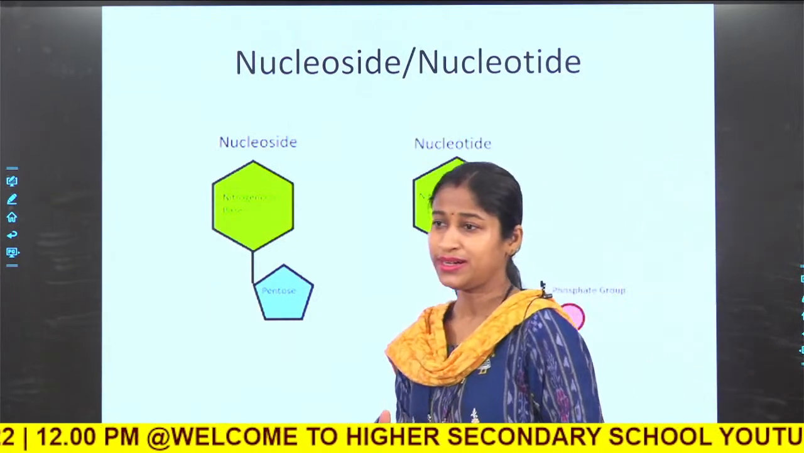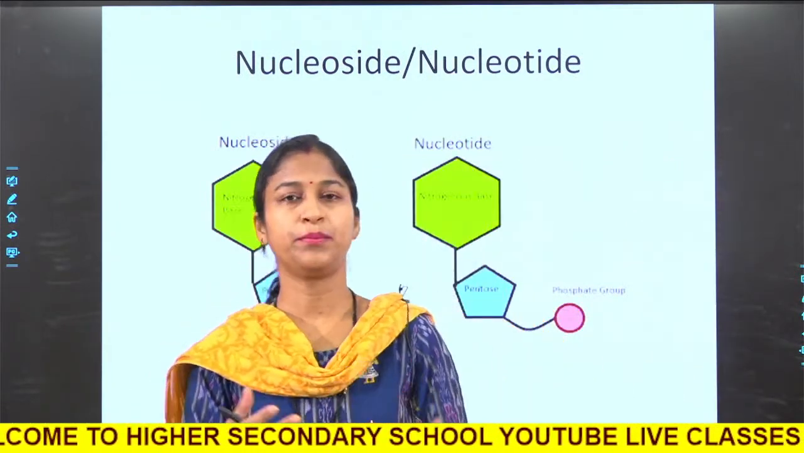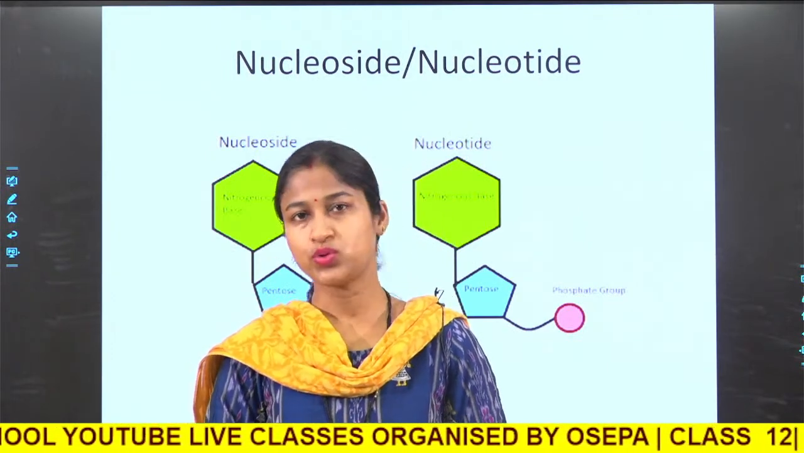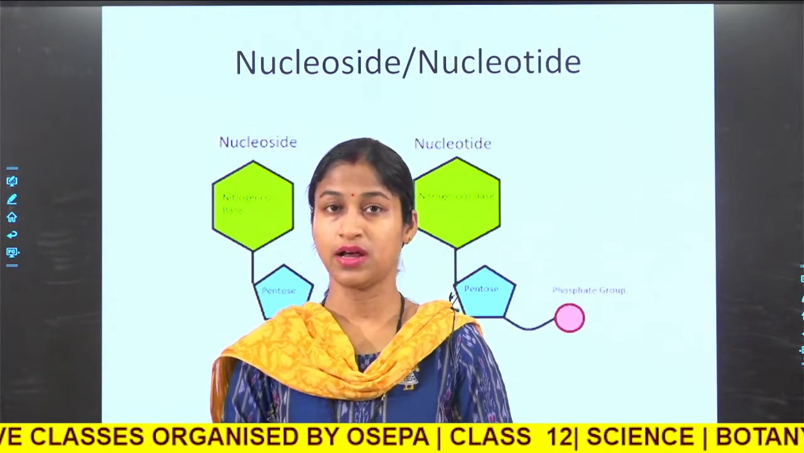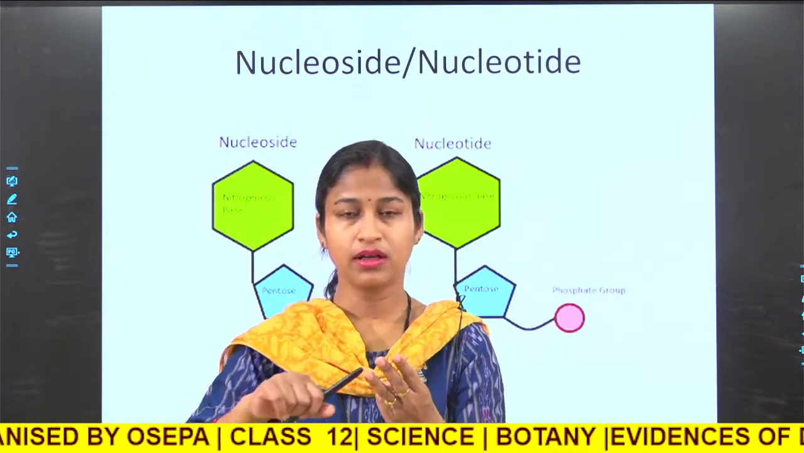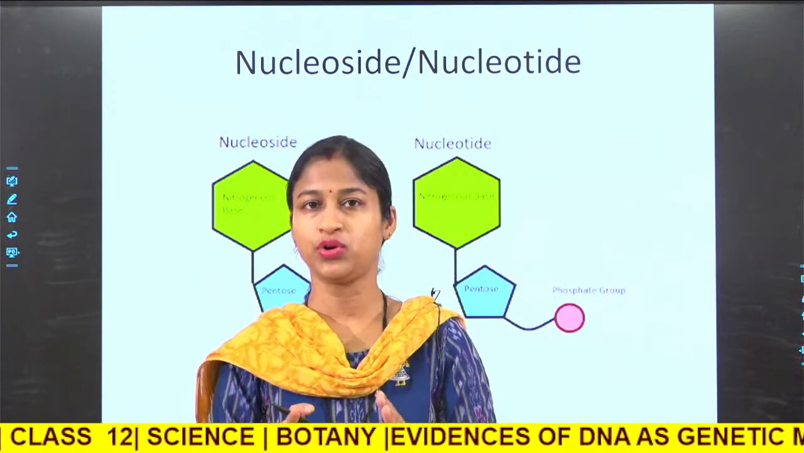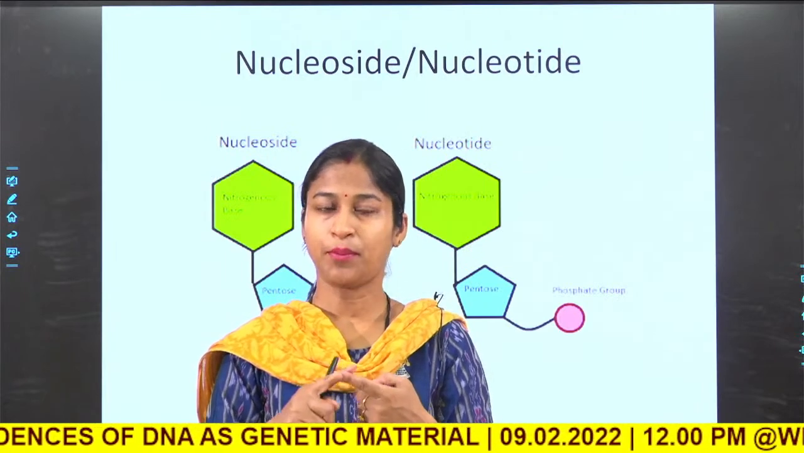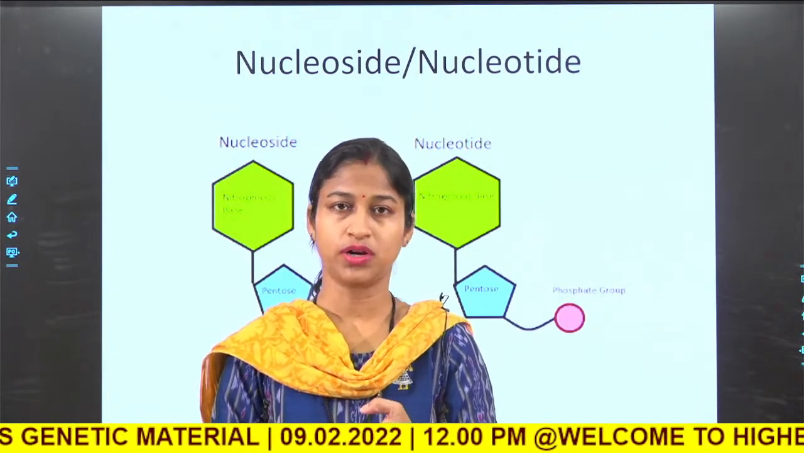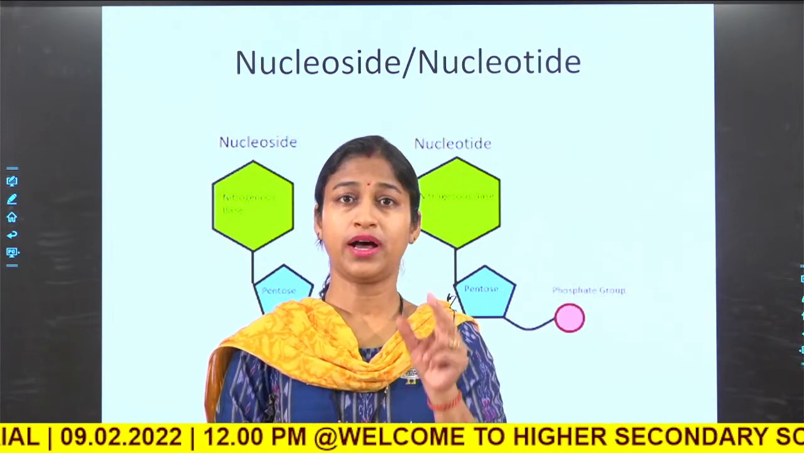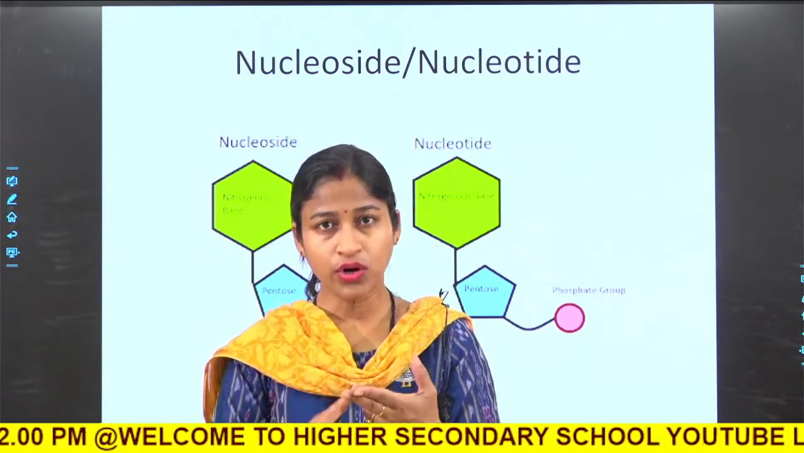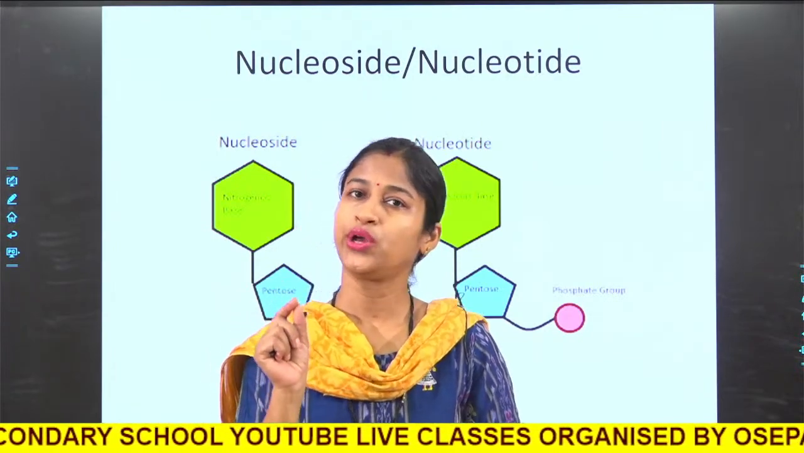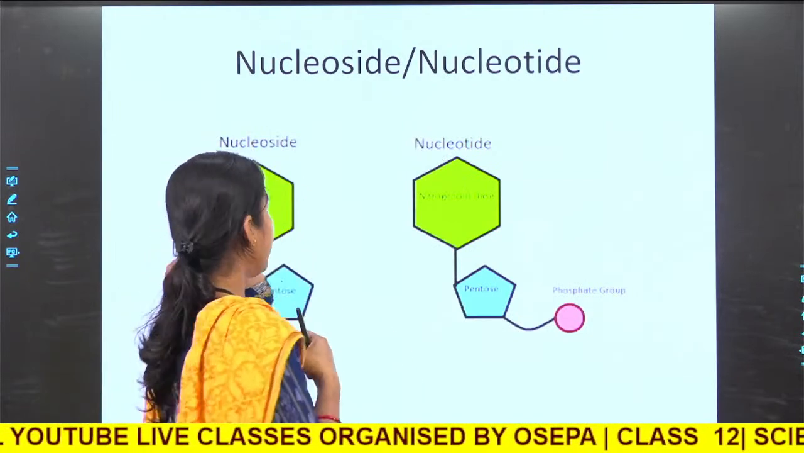Now we know that a nucleotide is comprised of three components. One is a nitrogenous base, one is a pentose sugar, and the other one is phosphoric acid. But these three combine in a unique way to form the nucleotide. First of all, a nitrogenous base combines with a pentose sugar to form a nucleoside. Now, the nucleoside combines with the phosphoric acid to form the nucleotide. So, let us have a look at the diagram.